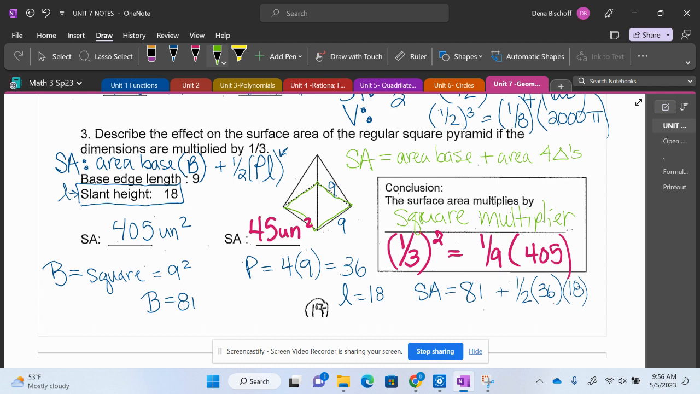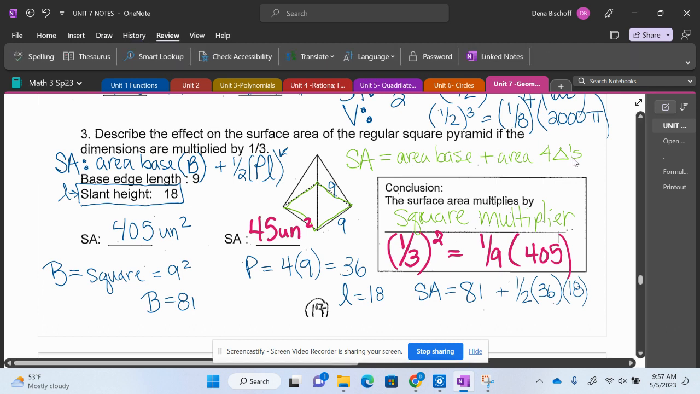Thoughts? Don't like it? Okay. Does anybody have any questions about that? Okay. I want to do the one on the back. I want to do number 4.